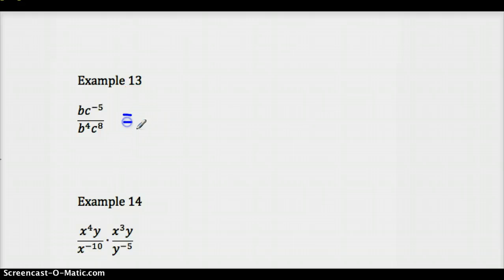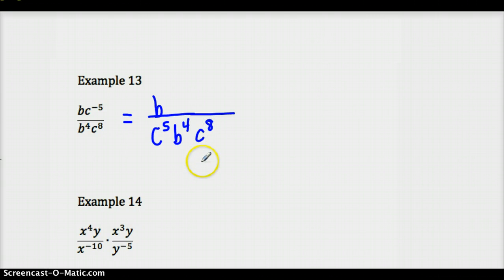Okay. b times c to the negative 5th over b to the 4th c to the 8th. So negative exponents, you move them. So b stays. It's got a positive exponent. c to the negative 5th, that's going to move to the bottom and become positive. b to the 4th is going to stay where it is. And c to the 8th will stay. All of those are positive, so they didn't move.